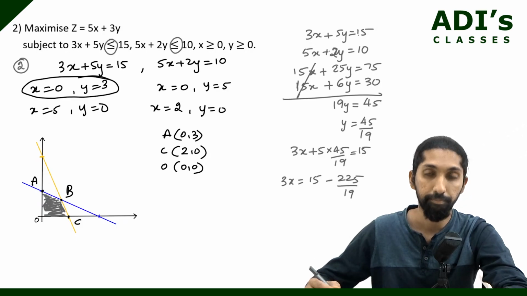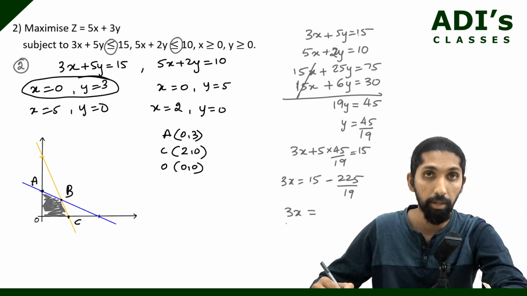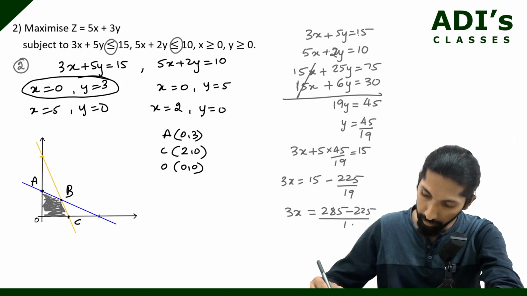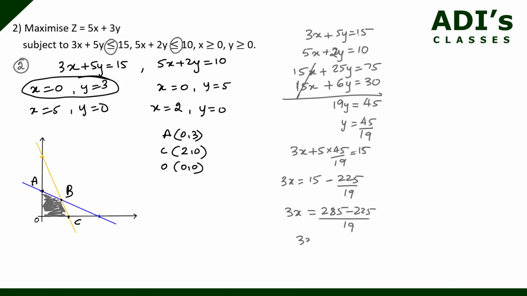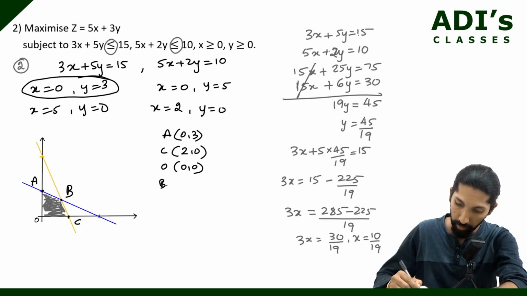225 by 19. So 3x is equal to 15 into 19, 285 minus 225 by 19. So 3x is 30 by 19. So we have x is equal to 10 by 19. Right? So we got the next point, that is point B is nothing but 10 by 19, comma 45 by 19.